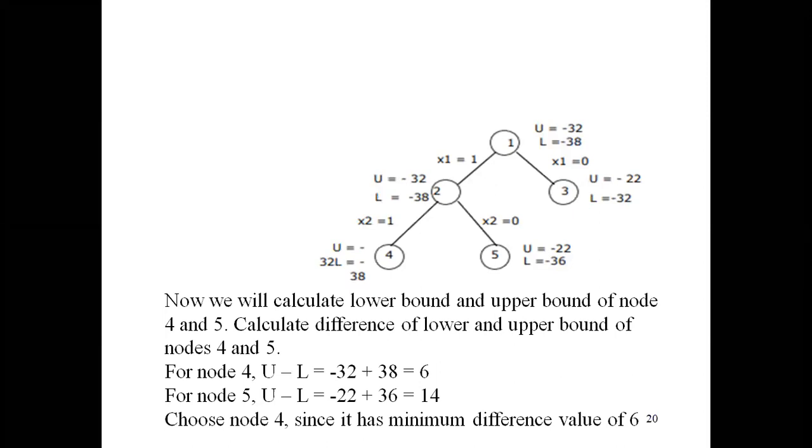Now from node 2, we have two branches: considering the second object is one branch, and not considering the second object is another branch. So x2 is equal to 1 here, and x2 is equal to 0. 1 indicates including the second one, and 0 indicates not including the second one. Now calculate the upper bound and lower bound at node 4 and node 5.